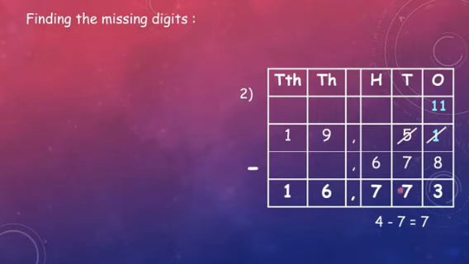So 4 minus 7 is not possible, correct? So it's not legal. So 4 minus 7 is not possible. So what I do is I have to borrow 1 from the previous place value. So when I borrow, it becomes 14. 14 minus 7 is 7, correct? Now this is also done.